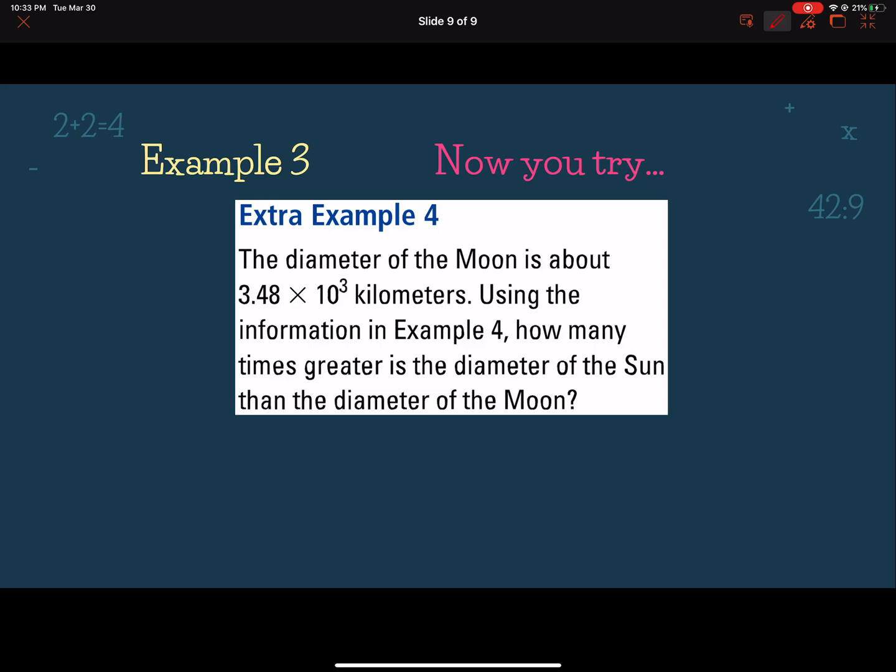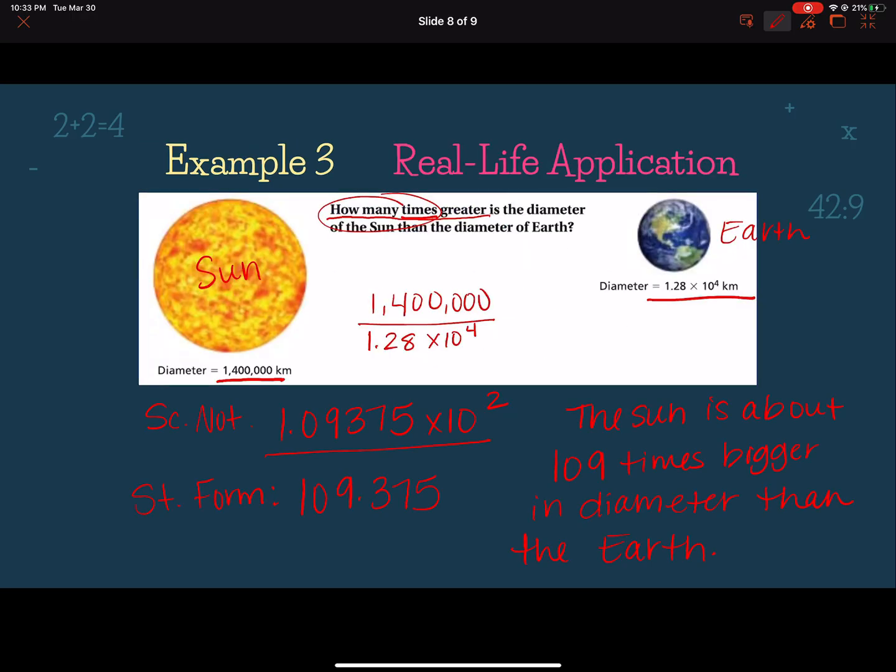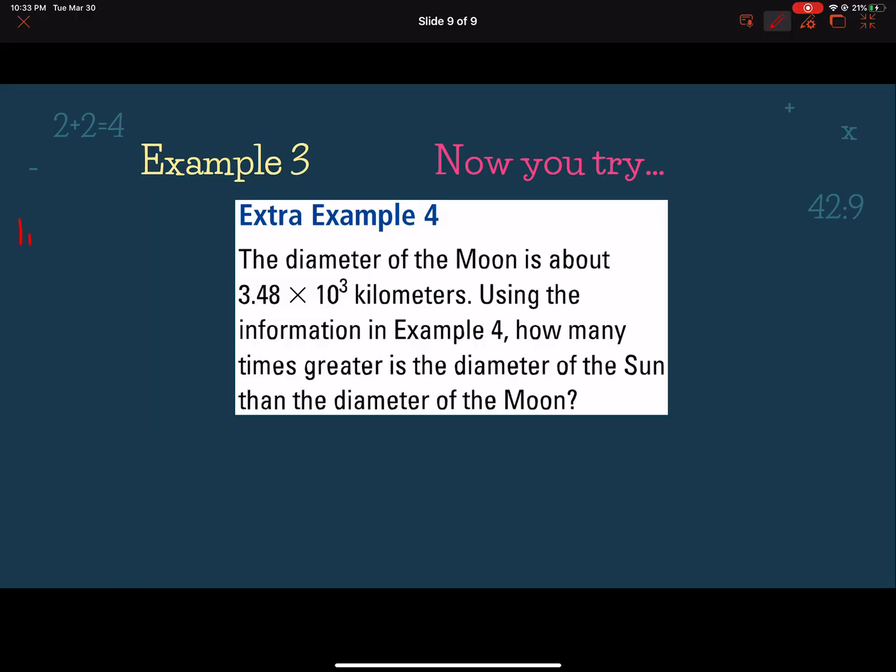Okay, my last slide here: the diameter of the moon is about 3.48 times 10 to the 3rd kilometers. Using the information in our last example, how many times greater is the diameter of the sun than the diameter of the moon? So I'm going to go back here. Remember, the diameter of the sun was 1,400,000. And I want to know how many times greater that is than the moon. So remember what this how many times greater means. I want you to try this one on your own. Pause this video while you do that, and then we will do it together.